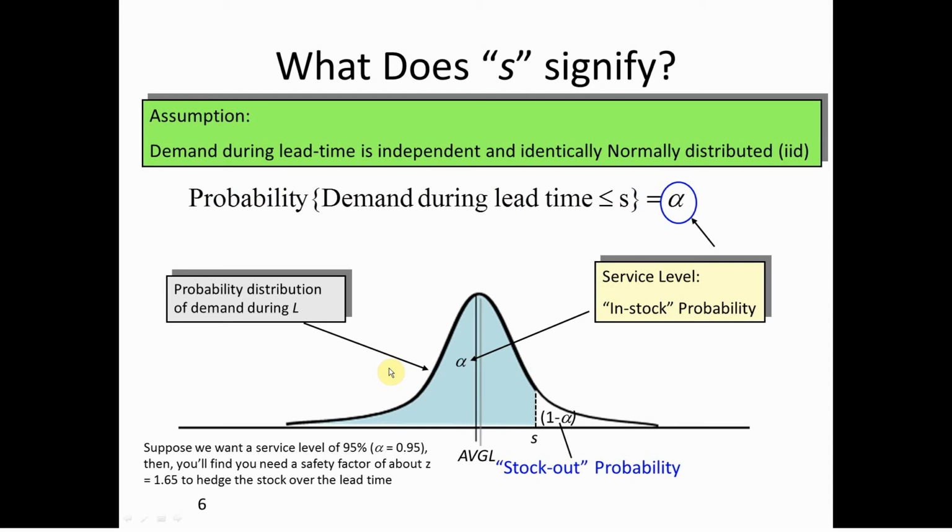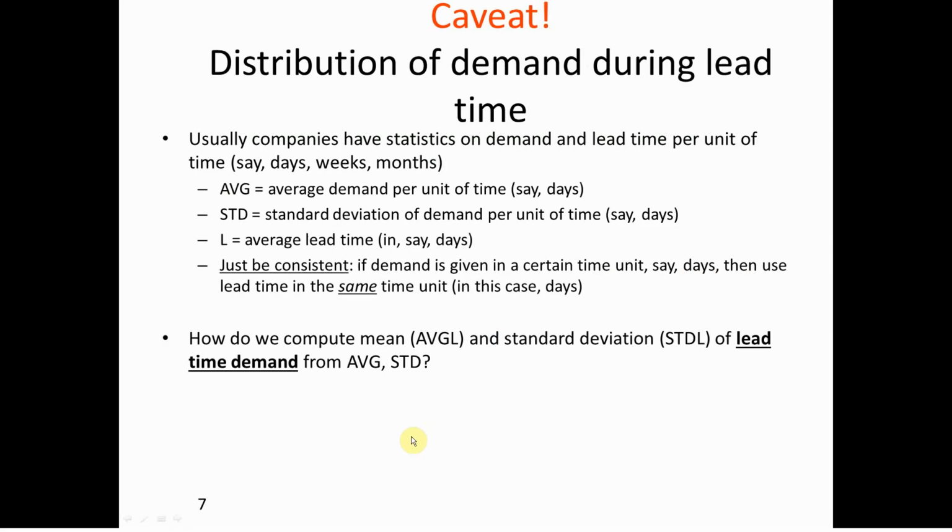Let's say we wanted to have a service level of 95%, or alpha equals 0.95. Then we would end up wanting to have a safety factor of about 1.65 to hedge our stock over the lead time. So whatever our mean and standard deviation is, we'd want to multiply that standard deviation by 1.65, add that to the average lead time demand, and that would give us the amount of base stock that we should have to maintain a 95% service level, or not stock out. I hope that makes sense.